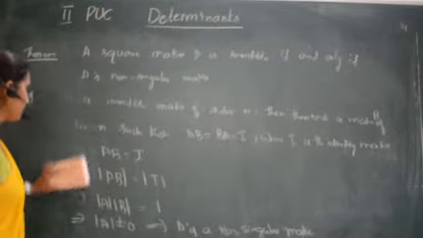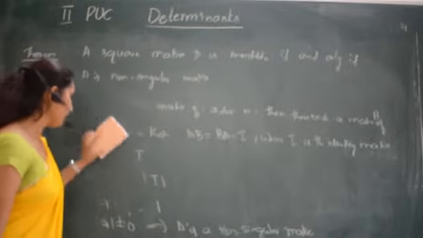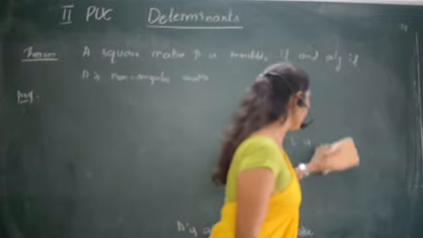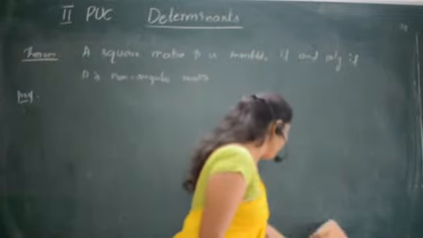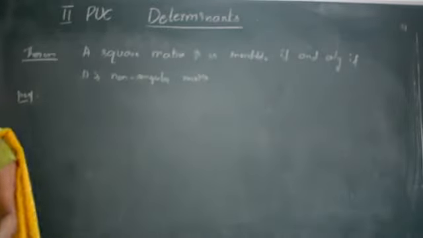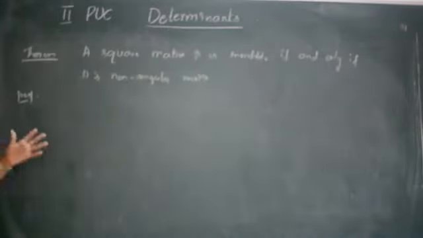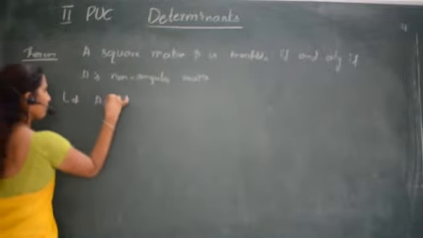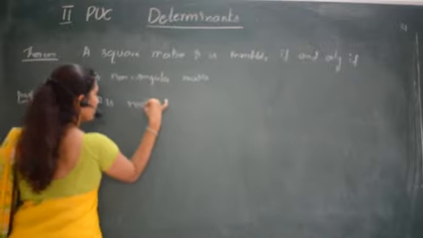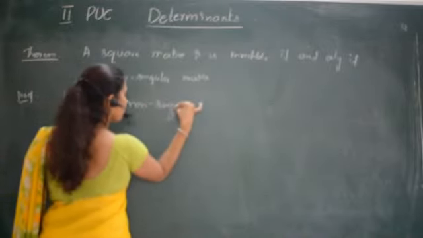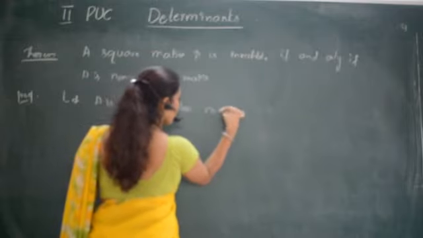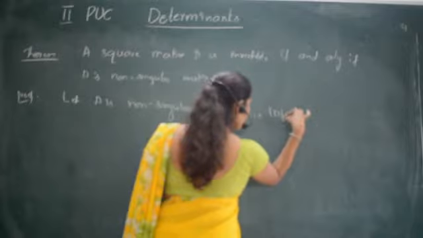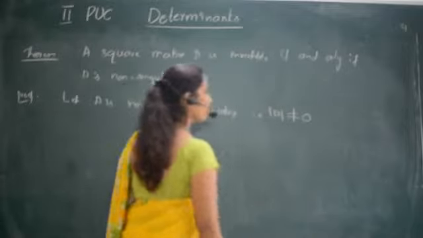So what is the next implication? We have to take the matrix as non-singular, then simplify and show it is invertible. Let A be non-singular, that is, determinant of A is not equal to 0.